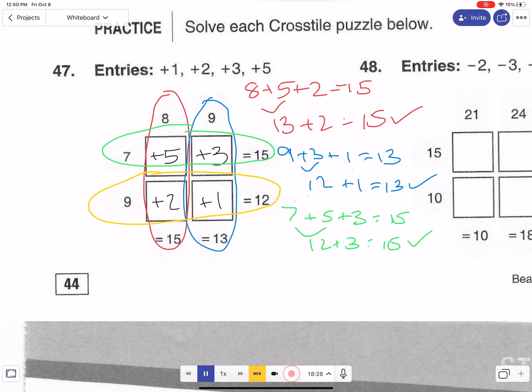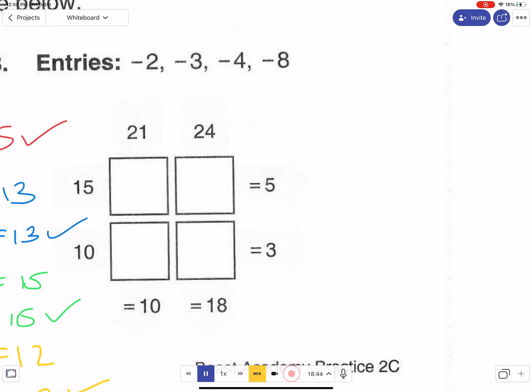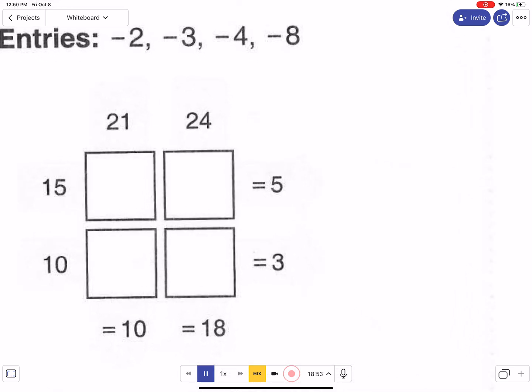Let's do our bottom row. 9 plus 2 plus 1 equals 12. 11 plus 1 equals 12. So we got all of it correct. Yay! Okay. So now we're going to move on to this one. And I went over and erased that one already, so we have some room. So here are our entries for this one.